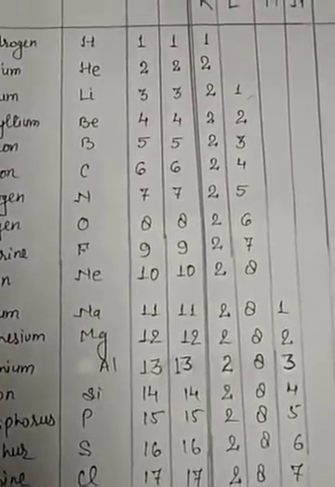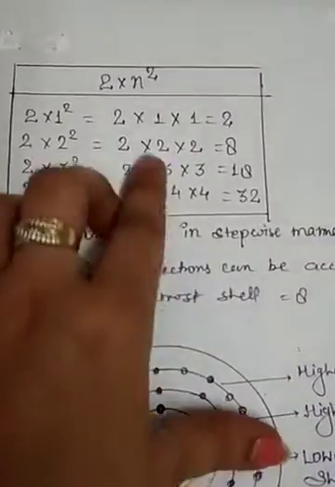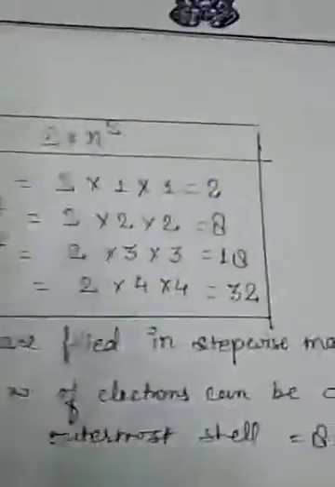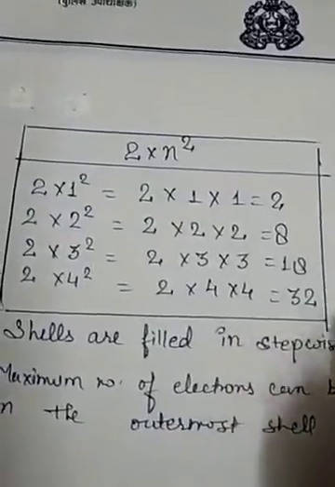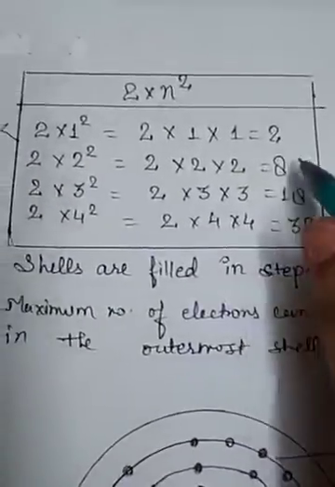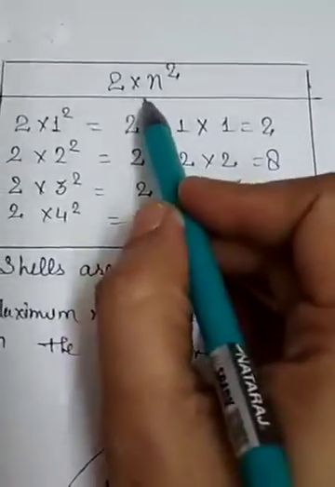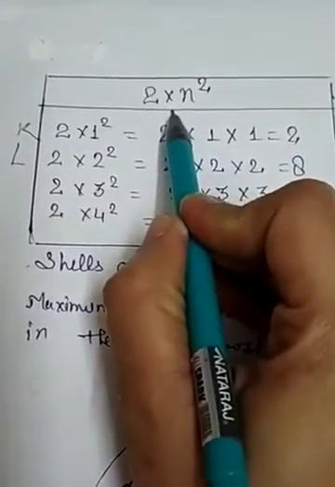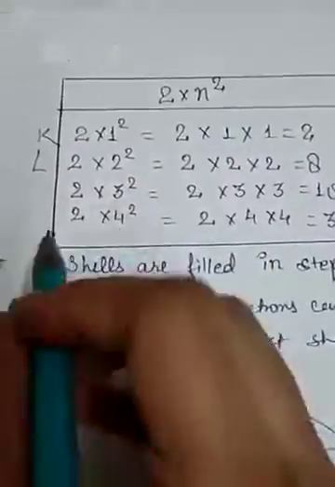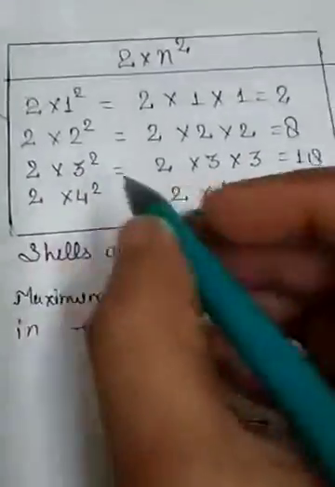So for writing electronic configuration, we have to follow the Bohr-Bury rules. According to the first rule, the maximum number of electrons present in a shell is given by 2n squared. So the first shell, meaning the K shell, can have a maximum of how many electrons? 2. The L shell can have a maximum of 8 electrons according to this rule, by putting the value of n in this formula. And the third shell, meaning the M shell, can have a maximum of 18 electrons, and the N shell can have a maximum of 32 electrons, and so on.